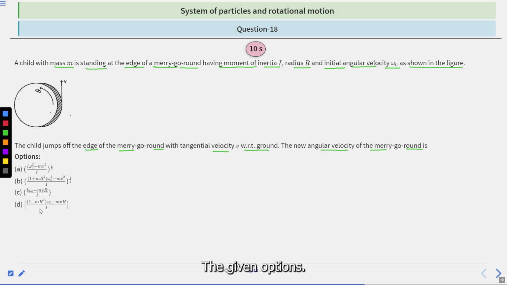These are the given options: option A, option B, option C, and option D. Which option is correct? Clear? You have 10 seconds to solve this question. After 10 seconds, we will provide the solution.